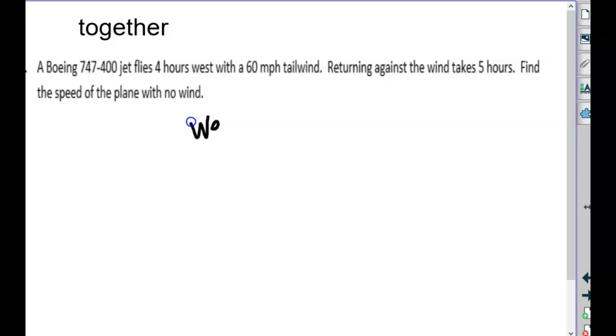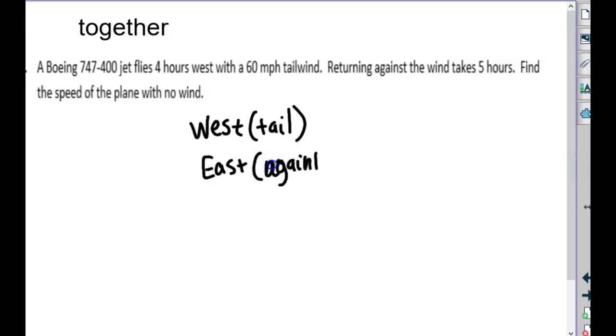So it's going west with the tailwind, right? And then it's returning with no wind, so I assume it's coming back east. We could just write returning. Against the wind, sorry. We want to find what it would be without the wind. So it's rate times time equals distance, but this time we don't know a distance to put in.